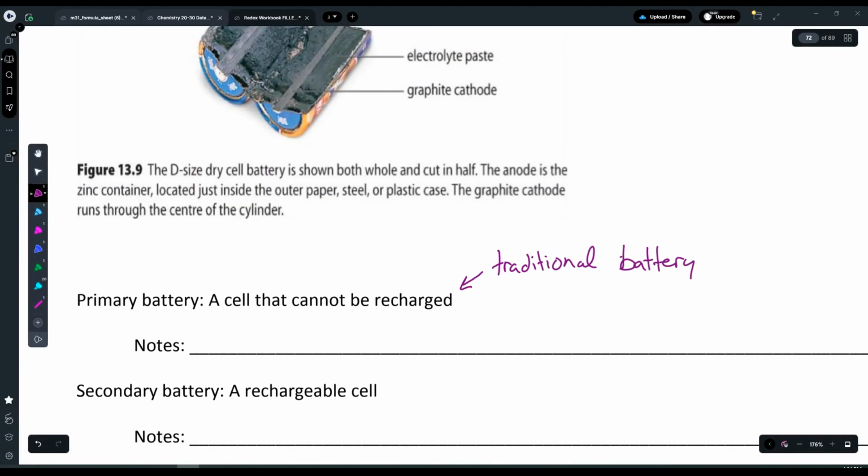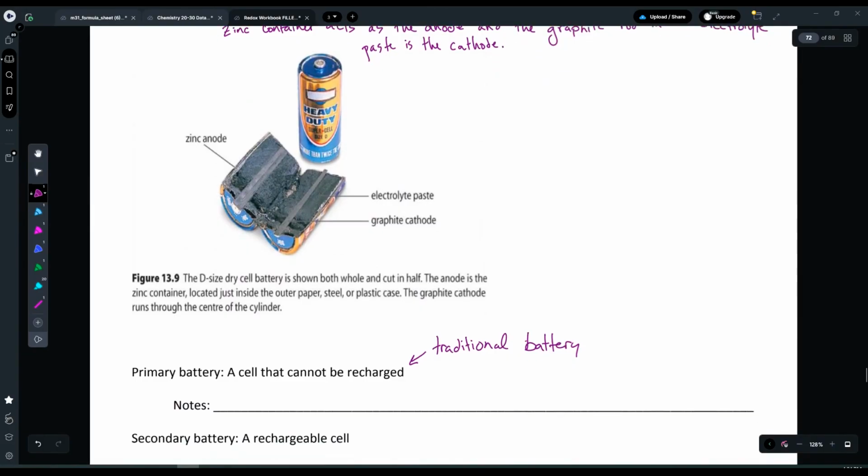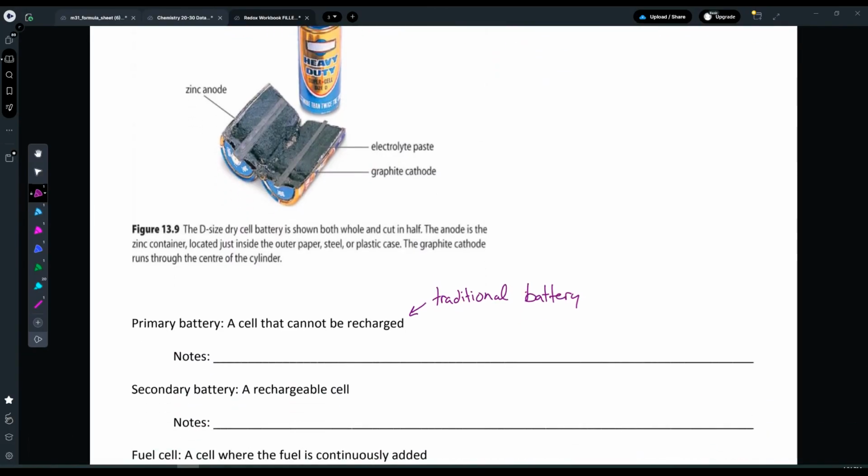And essentially how this functions is that the outside functions as one electrode, and then the second electrode is embedded in the electrolyte paste. So pretty much just like what we've seen up here, just because D cells are one of those traditional batteries. And we're assuming that this is non-rechargeable here, and so that's why we would qualify it as a primary battery.